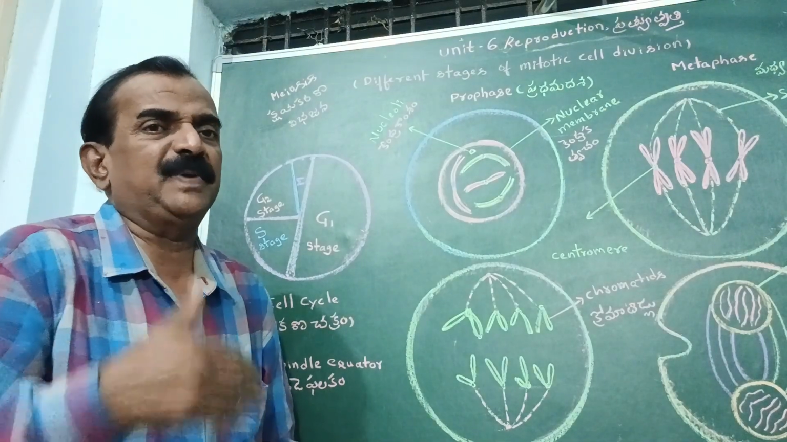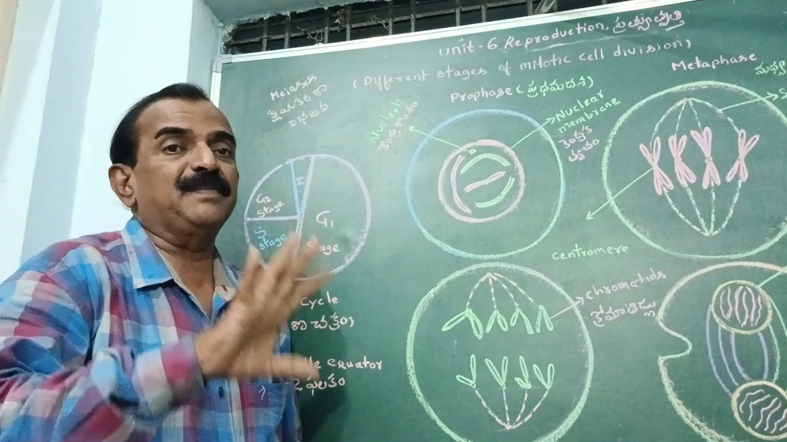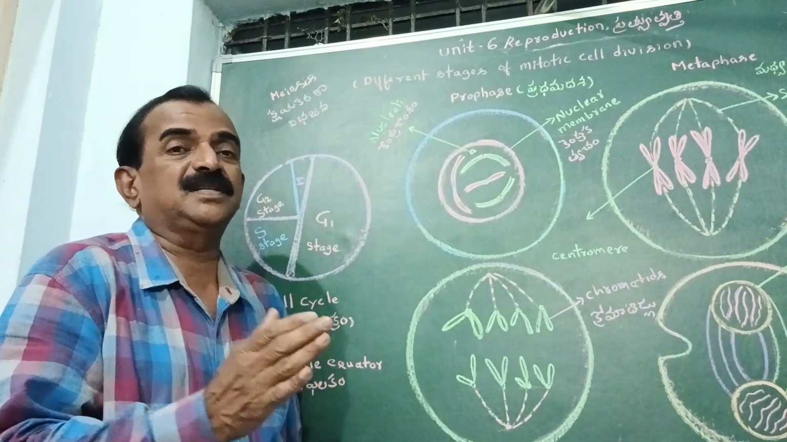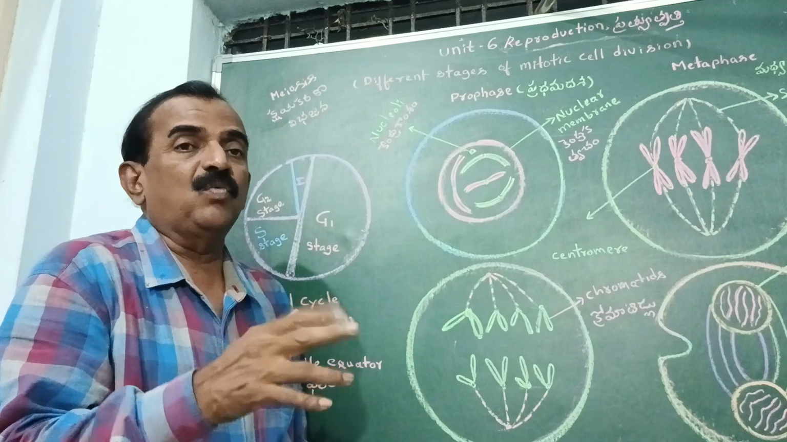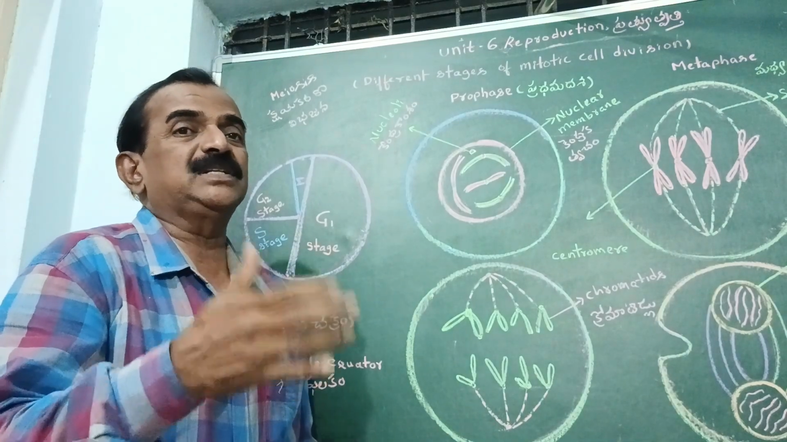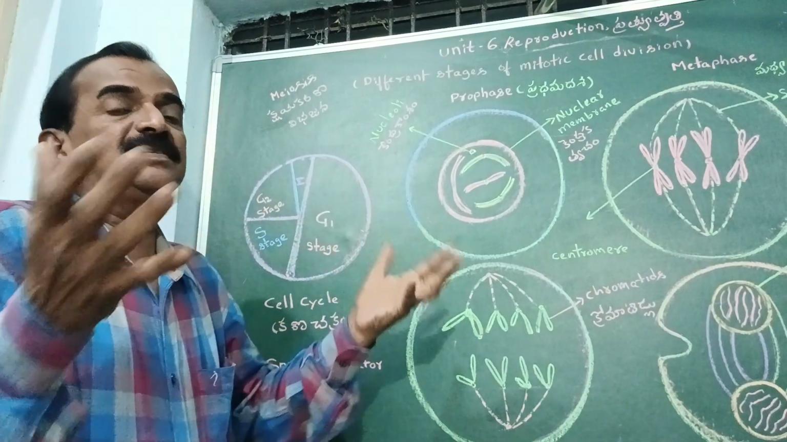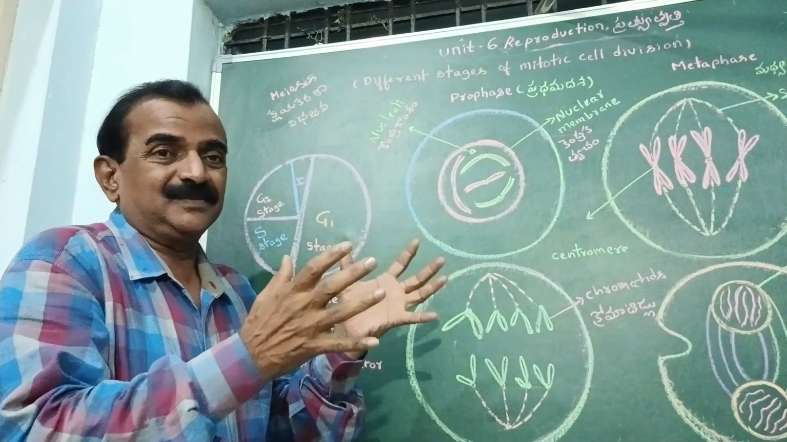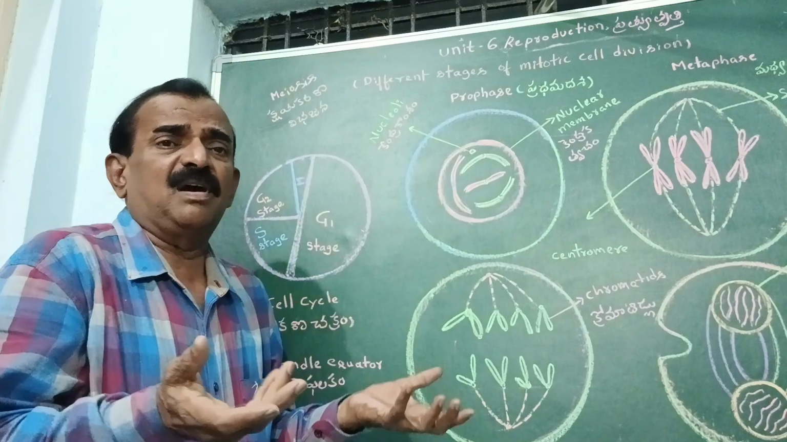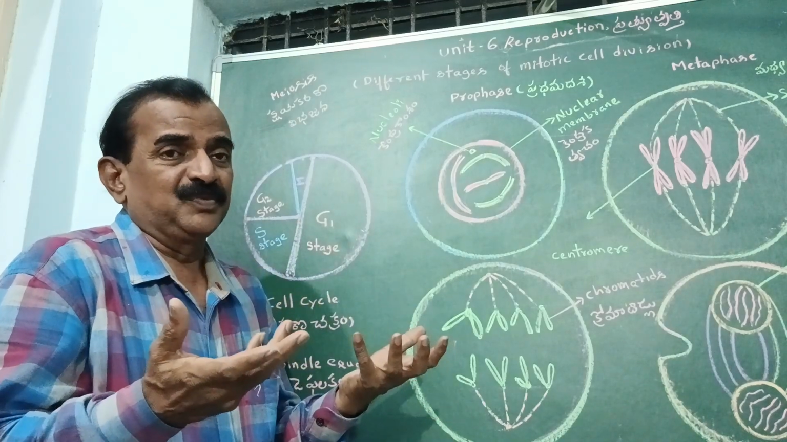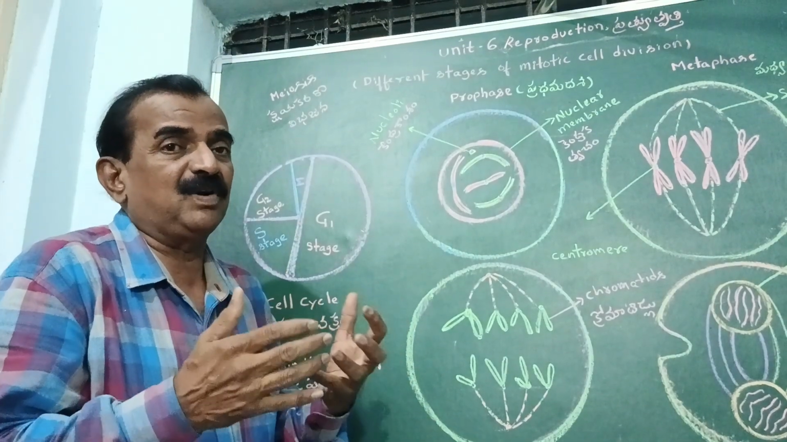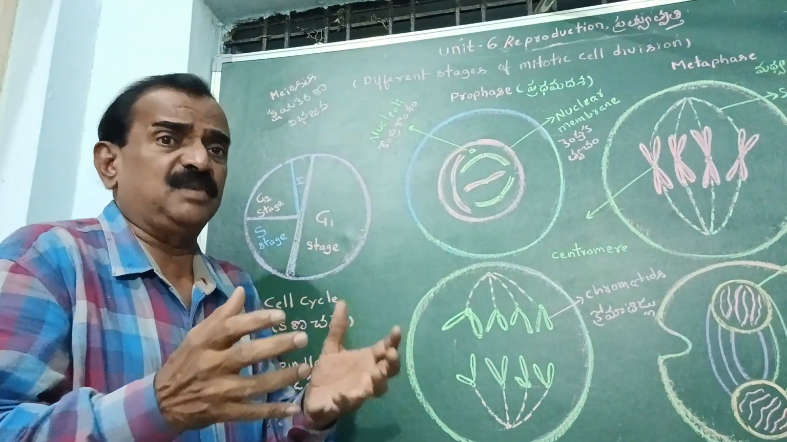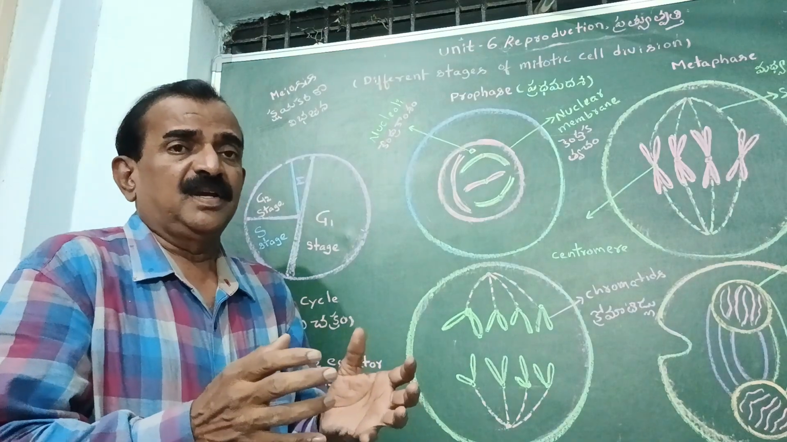How does a baby plant grow tall? This is by means of what? Mitotic cell division. Mitotic cell division takes place in different parts of the plant body. One cell divides into two, and two cells divide into four. Like that, many cells are formed, and finally you see a huge trunk, very big branches, and it is also producing a large number of flowers and leaves. So that is by means of what? Mitotic cell division.